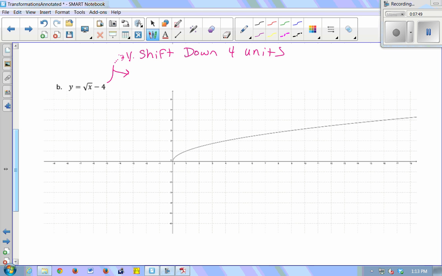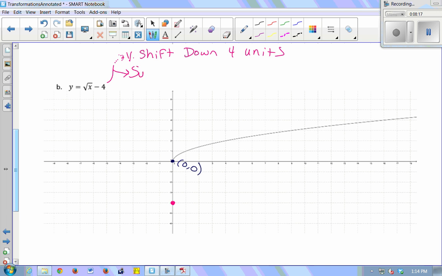So for example, 0, 0. If I move it down 4, where's it going to land? 0, negative 4. Let's make a different color. It's going to move there. So what happened? I took the y coordinate and I subtracted 4. So when you move a point down 4 units, you end up subtracting 4 from the y coordinate.